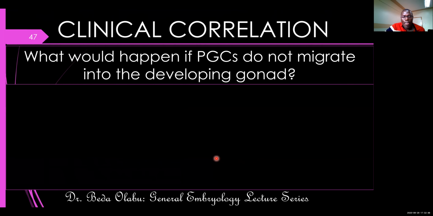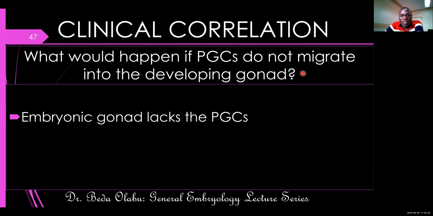Now I want to pose a question. Apart from aneuploidy, we agreed that the primordial germ cells migrate from the yolk sac and allantois, and they should invade the developing gonad. The question is, if they don't go there, and by saying that, I mean the gonad does not have the primordial germ cells, what would happen?